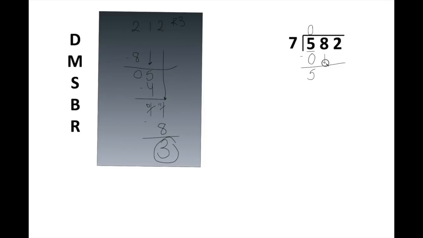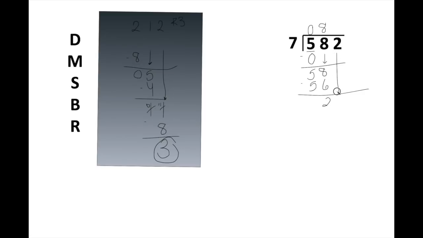Now we bring it on down. We're bringing down one digit at a time. So now we bring down our 8. So now we ask ourselves, 58 divided by 7 is what? Or 7 times what gets us as close to 58 as possible without going over? The answer to that is 8. 8 times 7. Now we're multiplying. 8 times 7 equals 56. Now we subtract. 58 minus 56 equals 2.